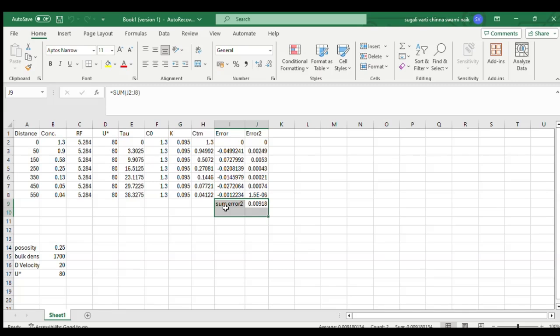After calculating the sum of square errors, I used the solver tool in Excel, and from that I got the k value, which is the k dash value. Once you know the k dash value, you can calculate the concentration at any particular time t. Here the k value is 0.095, right? So I will calculate the concentration at location C, as they ask.